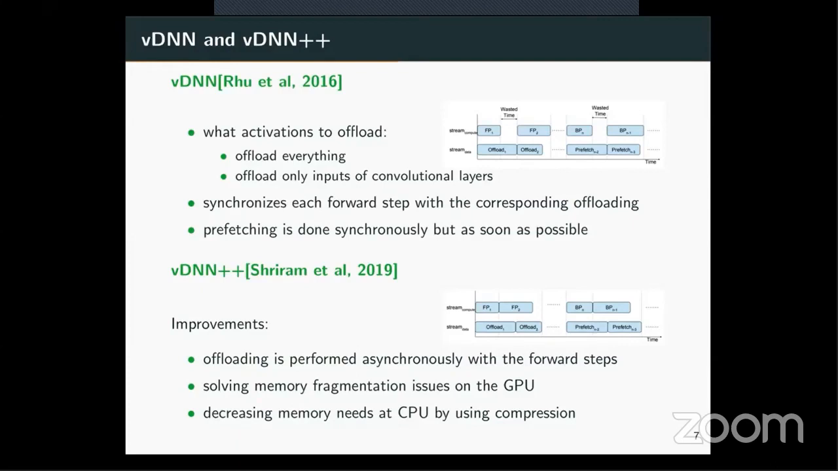This method was later improved by vDNN++ of the research group in Bombay. Here the transfers are done asynchronously from computation, which allows decreasing this so-called wasted time. Additionally, they considered memory fragmentation issues and compression to help with the memory reduction.